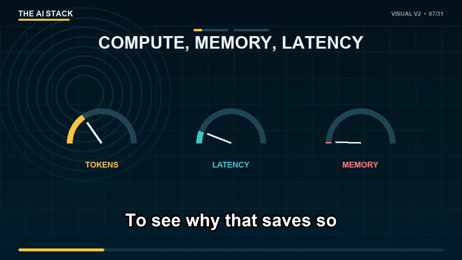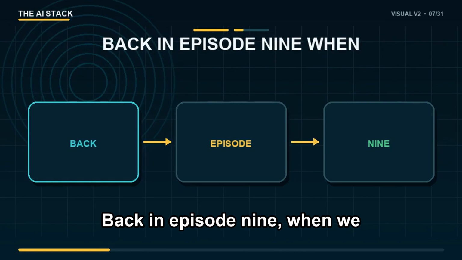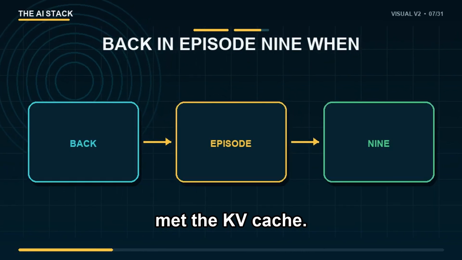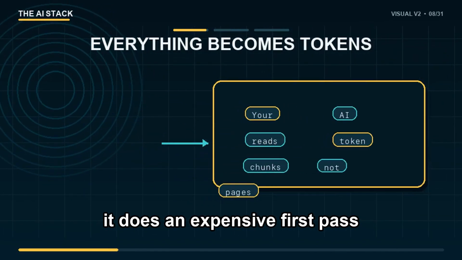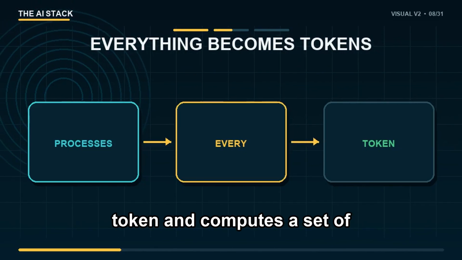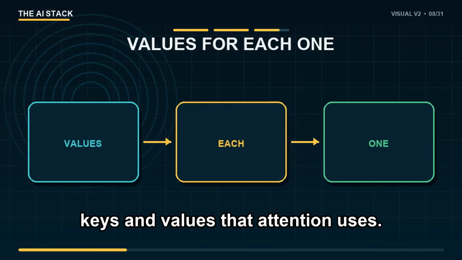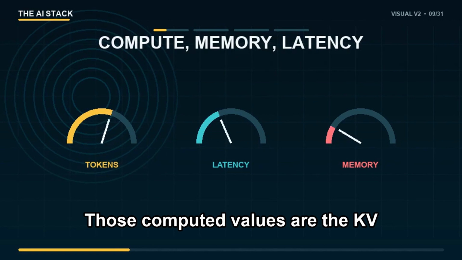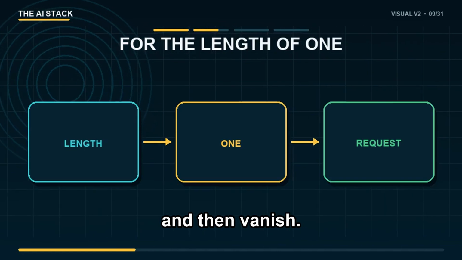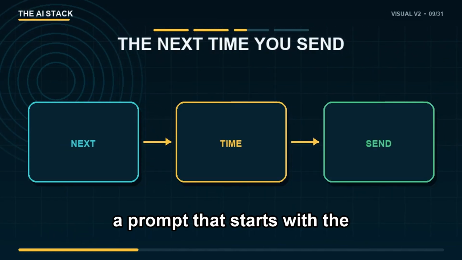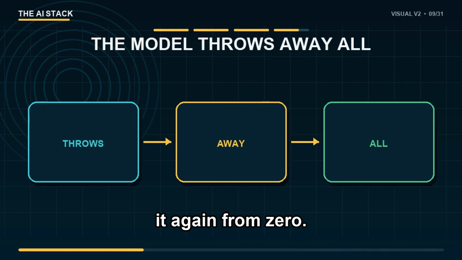To see why that saves so much, remember what the model is actually doing when it reads. Back in episode 9, when we counted what fills your memory, we met the KV cache. When a model reads your prompt, it does an expensive first pass called pre-fill, where it processes every token and computes a set of internal values for each one, the keys and values that attention uses. Those computed values are the KV cache, and normally they live only for the length of one request and then vanish. So the next time you send a prompt that starts with the exact same words, the model throws away all that work and computes it again from zero.